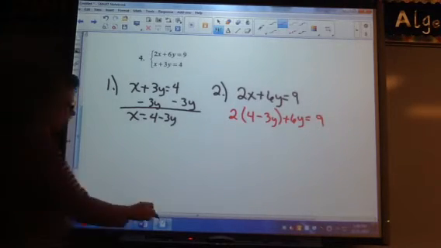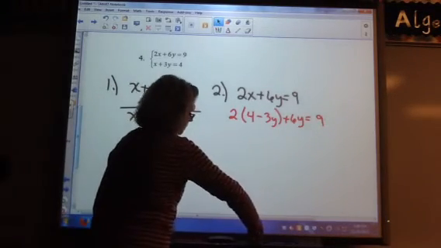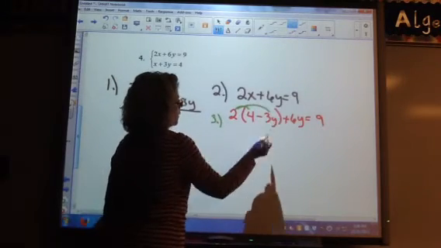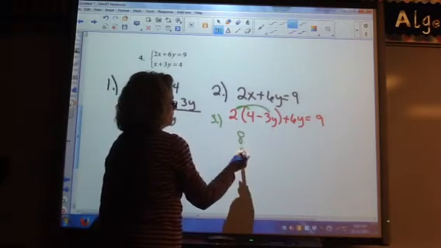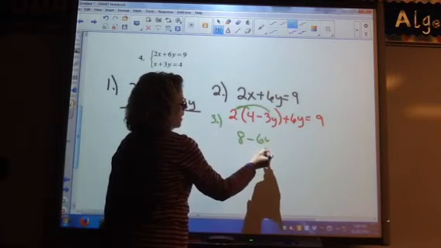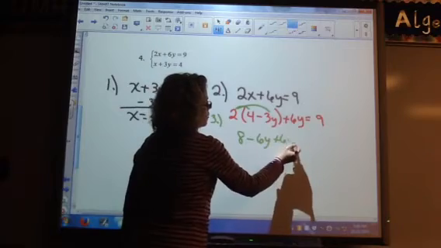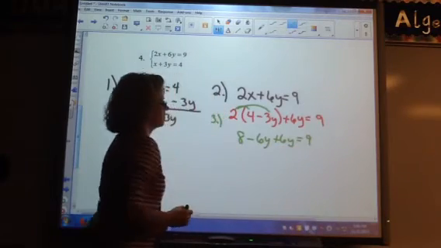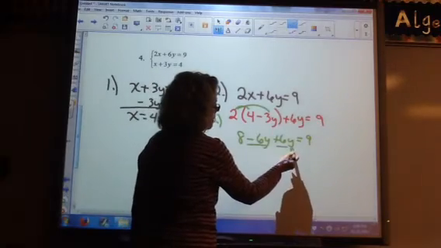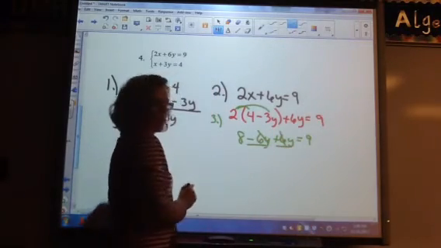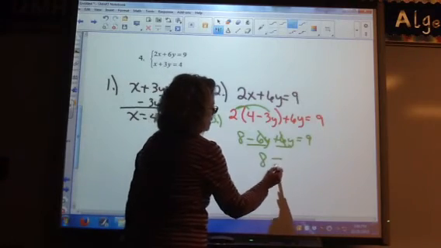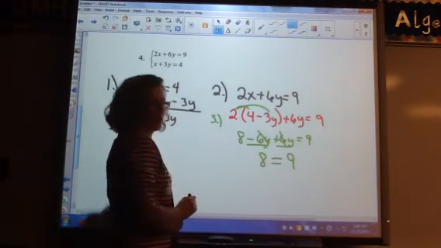Okay, let's simplify this multi-step equation. Step 3. We need to distribute. So I have 2 times 4. 2 times a negative 3y is a negative 6y. Bring down the rest of this equation. Alright, notice how my negative 6y and my positive 6y are going to cancel out again. So on the left side of the equation I have 8, and on the right side I have 9.